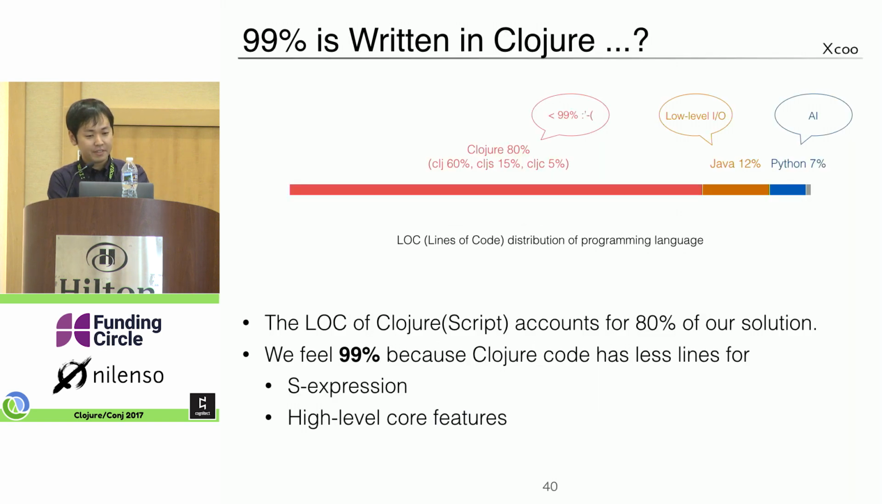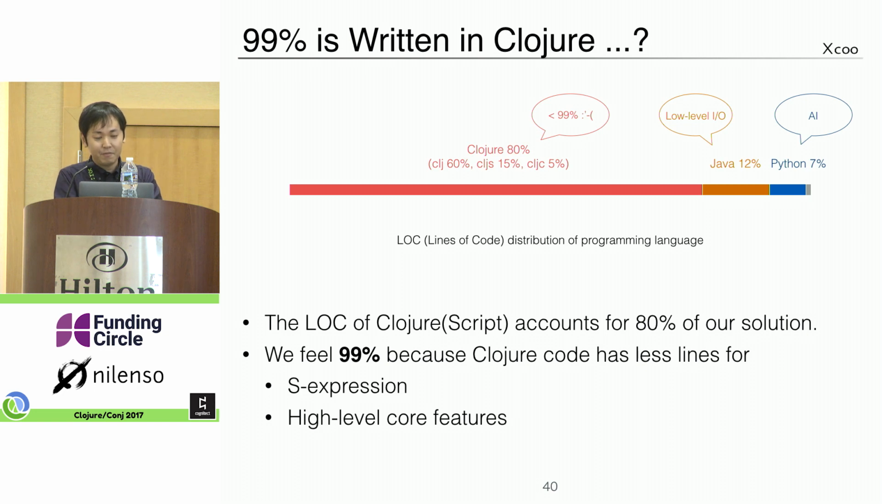This is the real statistics. This shows the LOC distribution of programming languages, which does not include comment lines and blank lines. Clojure and ClojureScript code accounts for 80% of our solution. I'm afraid that it is less than 90%. Java accounts for 12% and Python for 7%. That is because we use Java for some low-level I/O and Python for AI-related code. But the 90% I said is not altogether a lie.